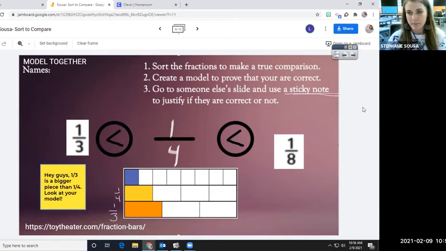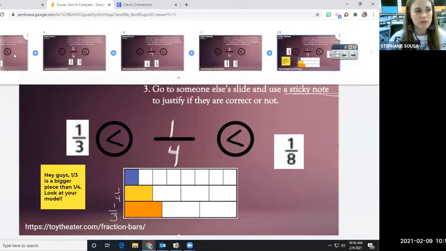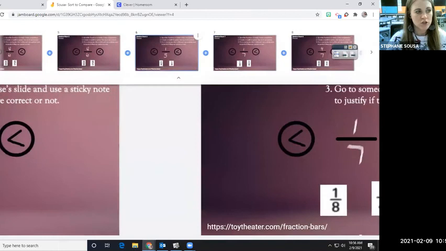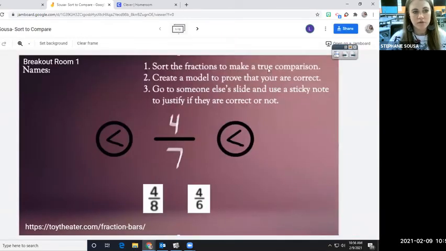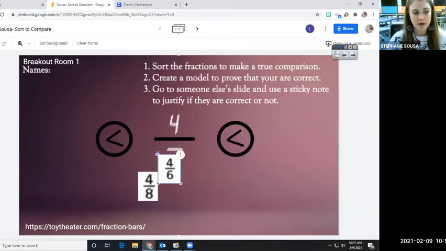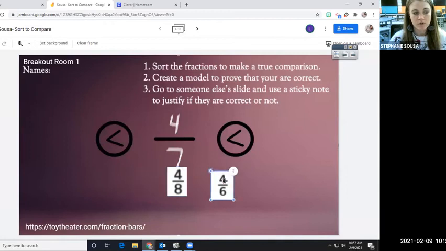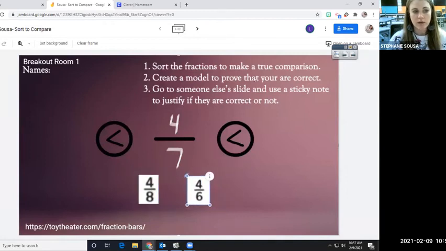Okay? So that's what your activity is going to look like as a whole. First, we're going to do steps 1 and 2. Step 1 says, sort the fractions to make a true comparison. So you and your group will decide where these fractions go. Then you will create a model to prove that you are correct.